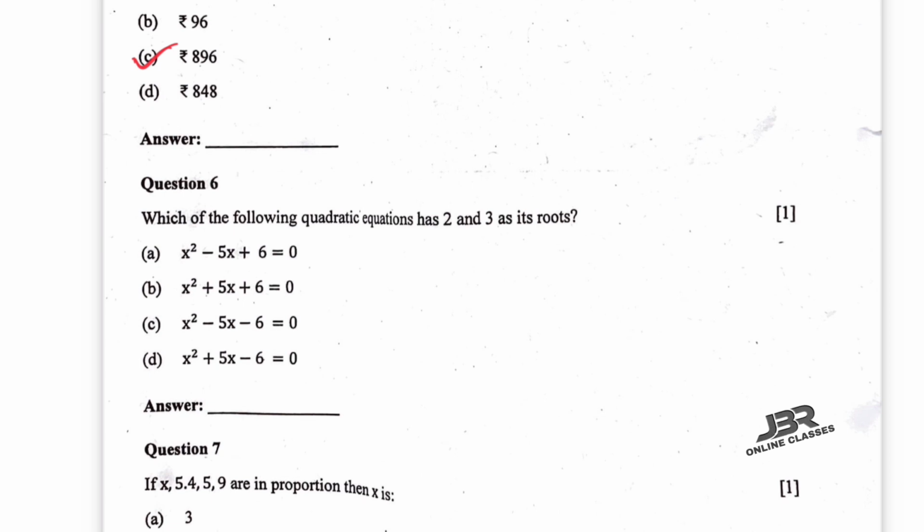Which of the following quadratic equations has 2 and 3 as its roots? So here your answer is x square minus 5x plus 6. That is the equation; it has two roots, 2 and 3. Okay, x square minus 5x plus 6, not the negative one, the positive plus 6. Now next one here, number 7.